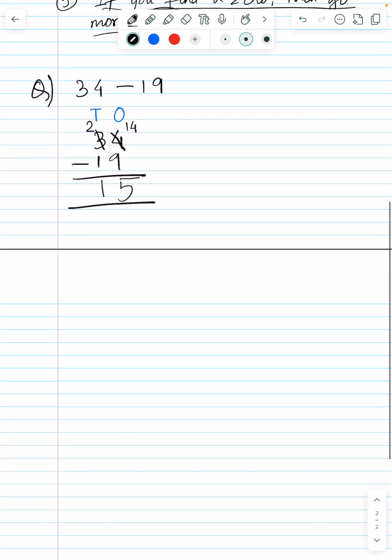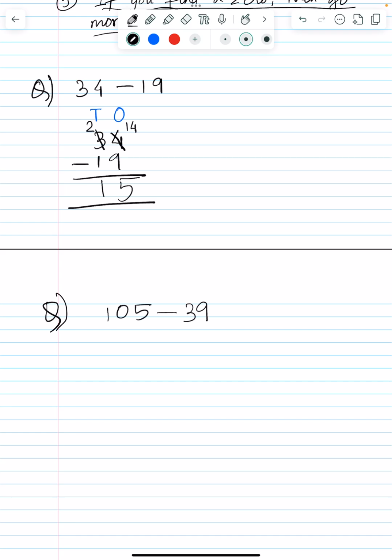Okay, now we will do the second question. Second question is 105 minus 39. How will we write this down? 105 minus 39. And we need to write ones, tens, and hundreds.